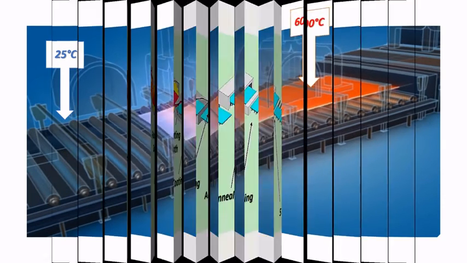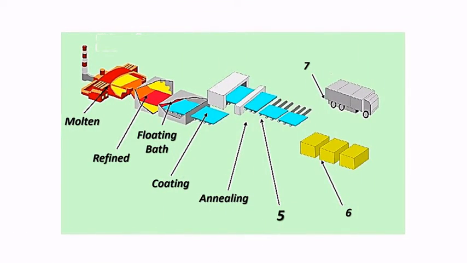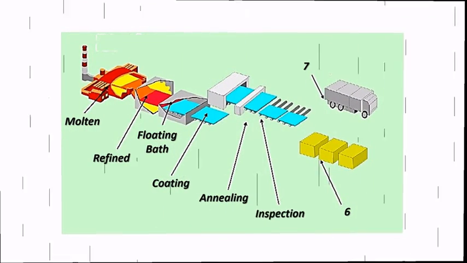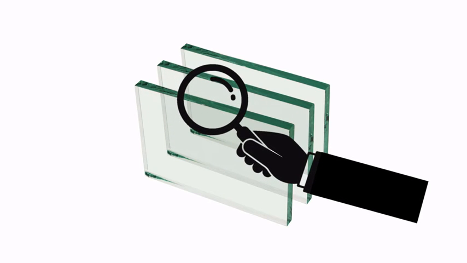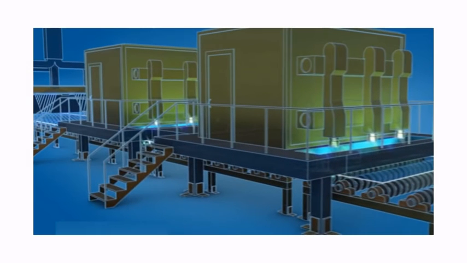The fifth is the inspection. A high level of quality is required in float glass, so this stage is vital to maintain its characteristics. This process is performed by scanners that identify imperfections.